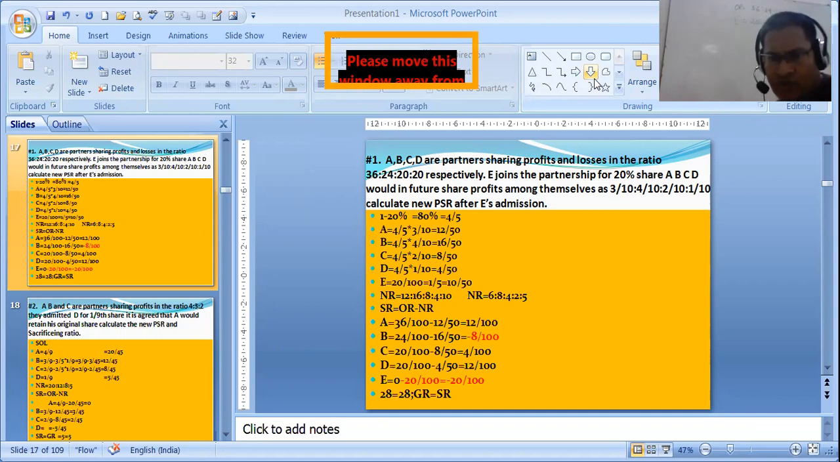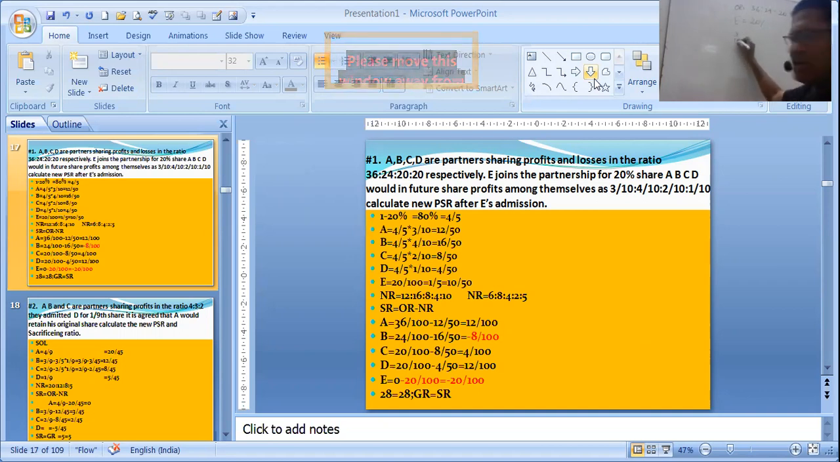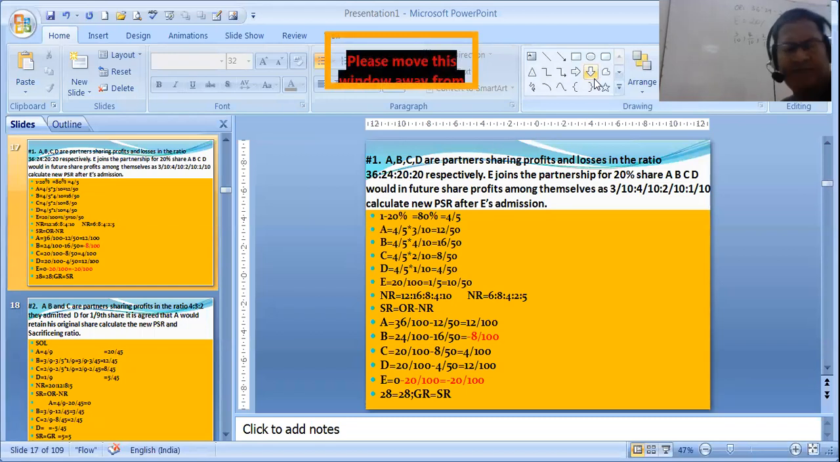Now, when E joins for 20%, the share of A, B, C, D in future, they will share the profits among themselves. That A, B, C, D will only share the profits in the ratio 3 by 10, 4 by 10, 2 by 10, and 1 by 10. Calculate new PSR after E's admission. So when E is getting admission, what is the new PSR?